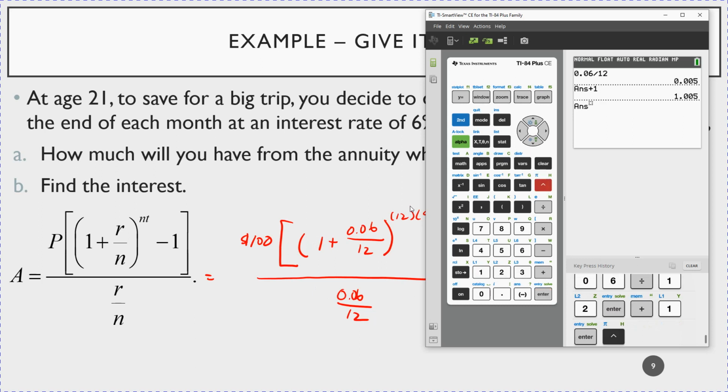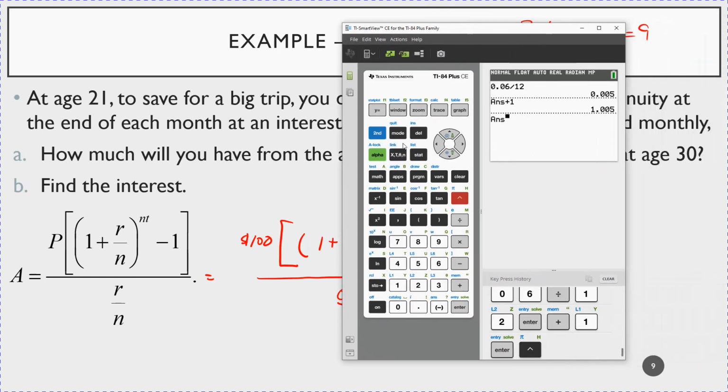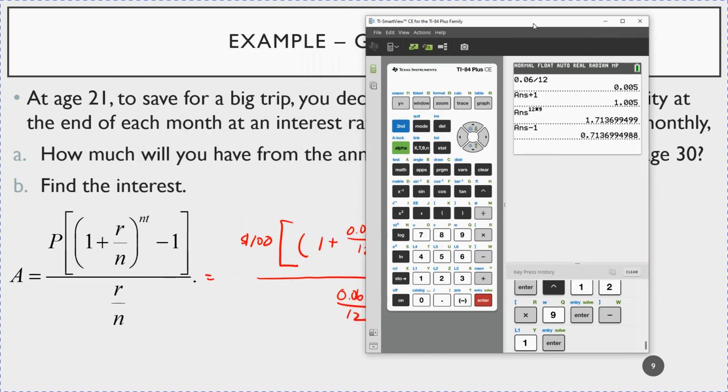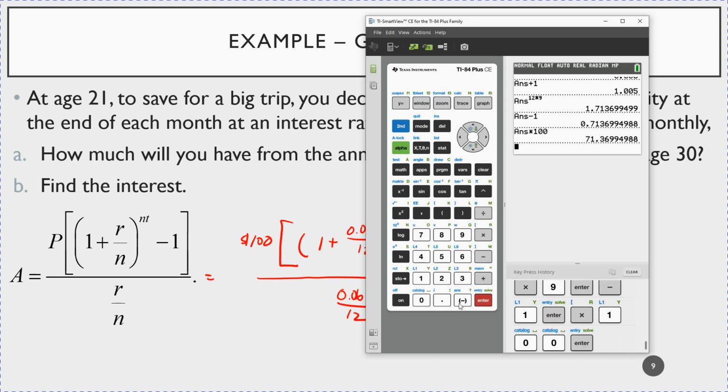And then I'm raising that to the 12 times 9 power. And then don't forget what you can do. You're going to subtract 1. Then you're going to times by how much you're depositing, so times by 100. And then divide, and then don't forget to put in parentheses 0.06 divided by 12.